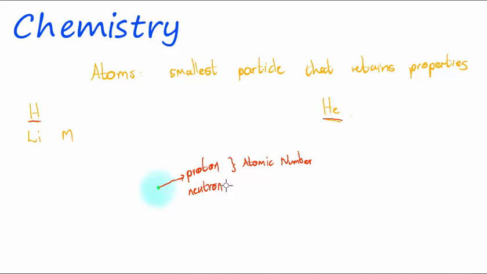Now, the neutrons are roughly the same as the number of protons. Not always. But the protons plus the neutrons give me my atomic mass.